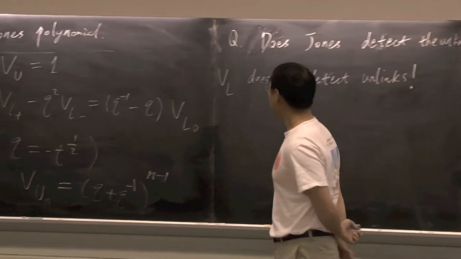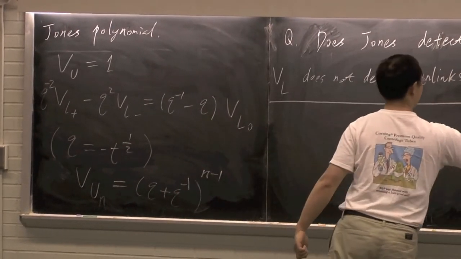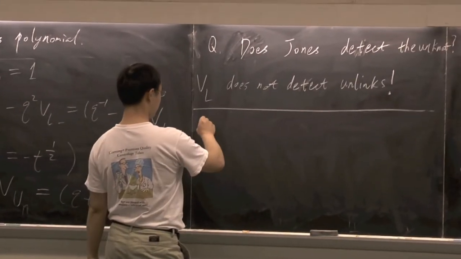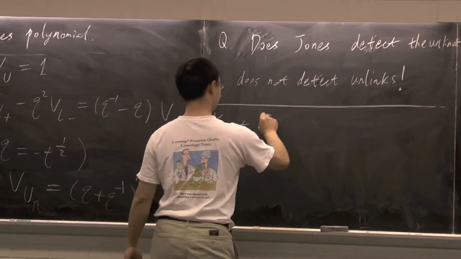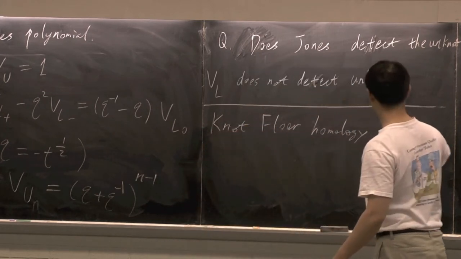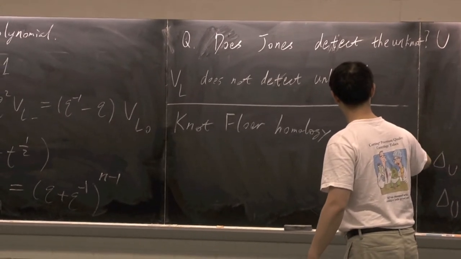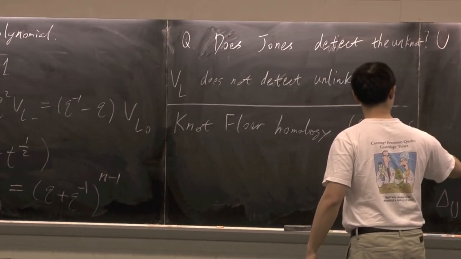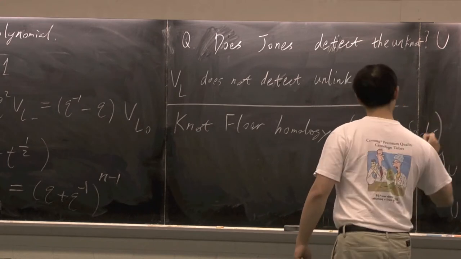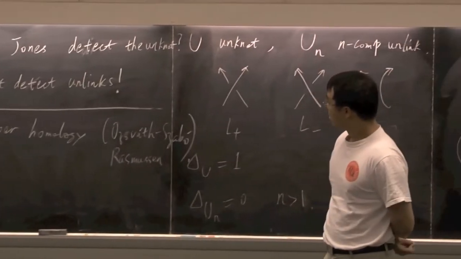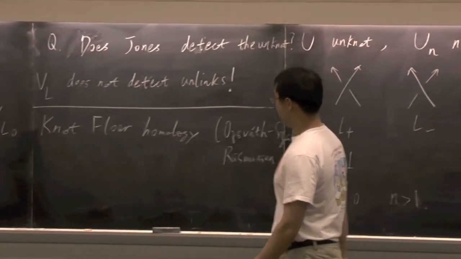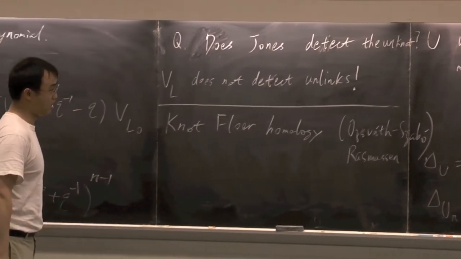Okay, so we need more powerful invariants to detect the unknot or unlinks. As we have learned in the conference, there is knot Floer homology. This was introduced by Ozsváth and Szabó, and by Rasmussen, about 10 years ago. Knot Floer homology is a kind of generalization of the Alexander polynomial. The Euler characteristic of knot Floer homology is the Alexander polynomial.